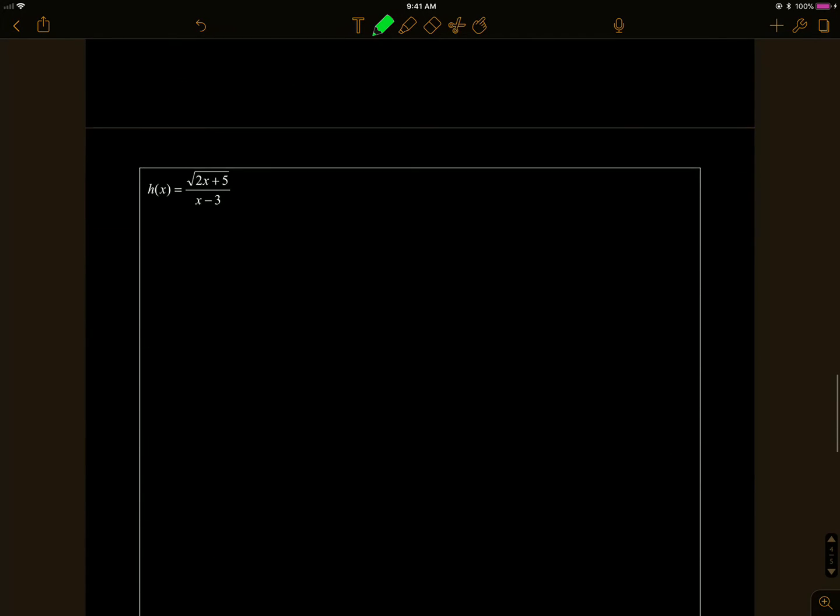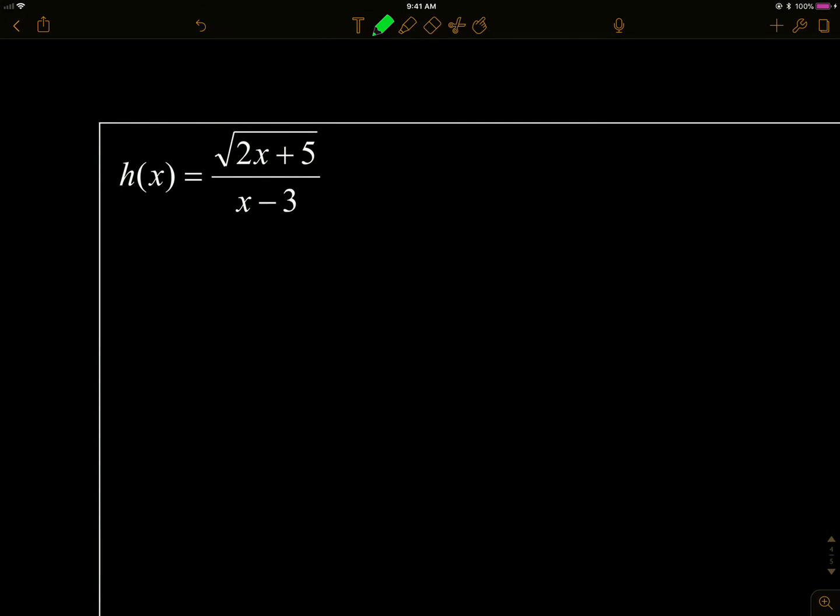Let's do another one that's got a bunch of different rules in it. This one, the outermost structure here, is quotient rule. So you can see we have one function divided by another function. And I can do a rewrite here, 2x plus 5 to the 1/2. So I'm going to apply quotient rule here.